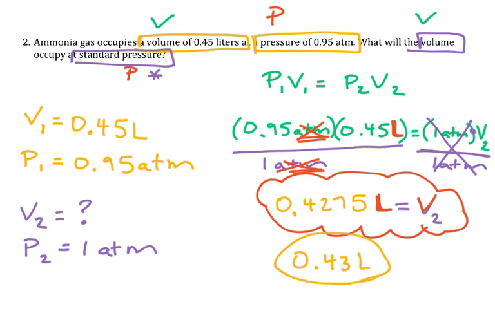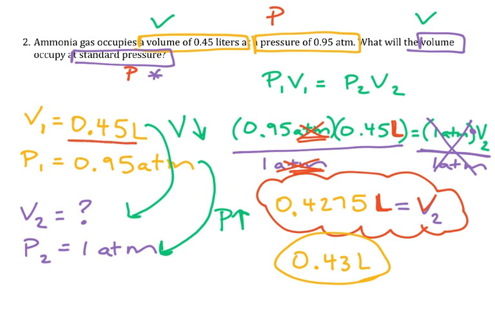With that, one thing we can look at is we know that pressure and volume, they have an inverse relationship. So if my pressure went from 0.95 to 1, well, pressure went up, so we should then expect that our volume should go opposite. Volume should go down. And our initial volume was 0.45 liters. Our final volume was 0.43 liters. So we did see that relationship occurring.